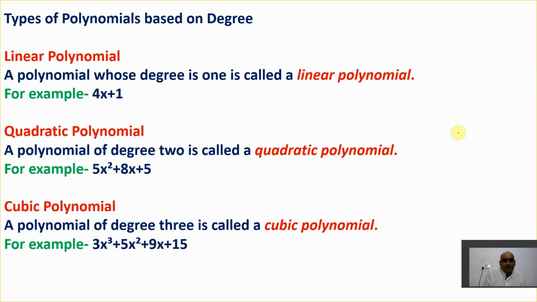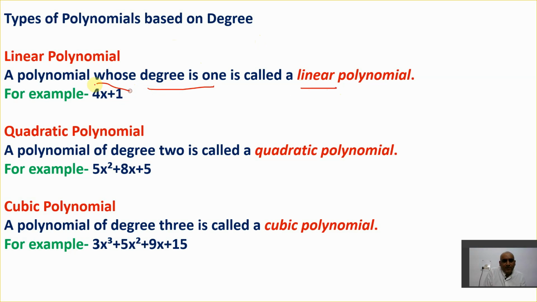Next are the types of polynomials based upon the degree. Degree we have just read. Degree is the highest power on the variable. So, types of polynomials based on degree: if in any polynomial the highest degree is 1, then it is called a linear polynomial.